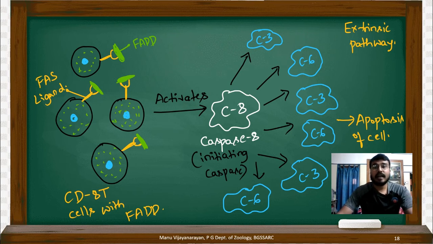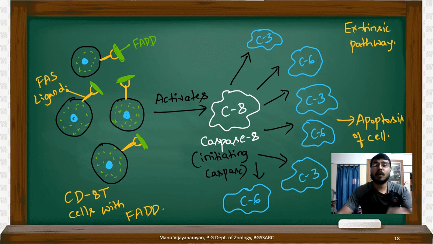The cells that are dead due to any external influence, might be due to a virus attack, might be due to harmful radiations, have now given out a command in the form of FADD, that is FAS associated death domain. This FAS associated death domain has now bound to the FAS ligand that is present on the CD8 T cell.